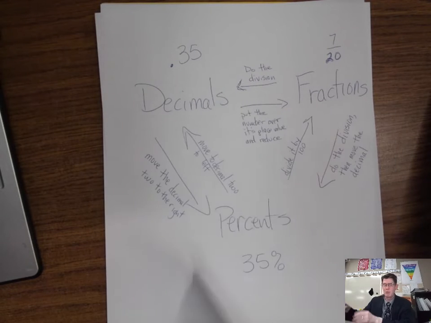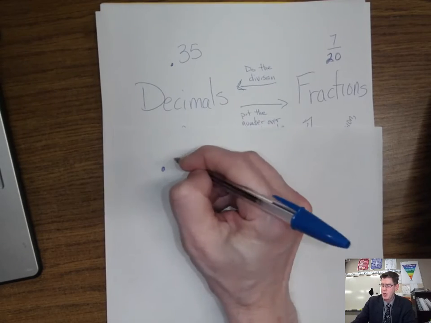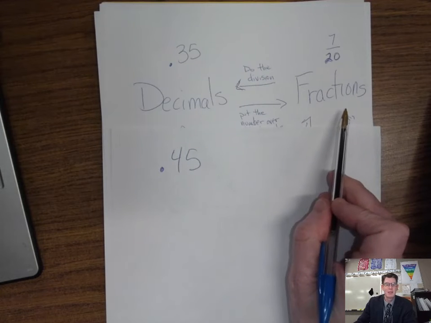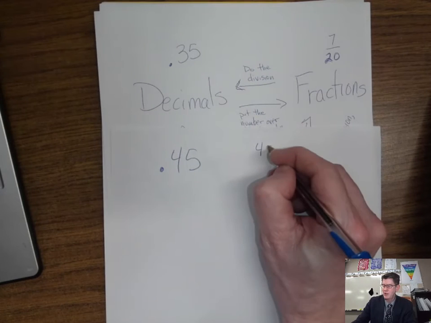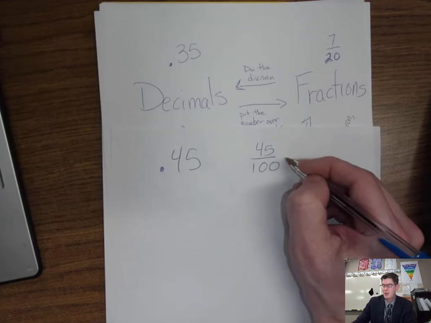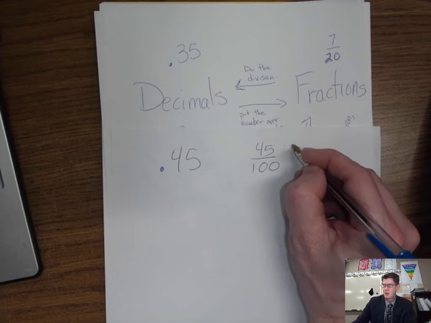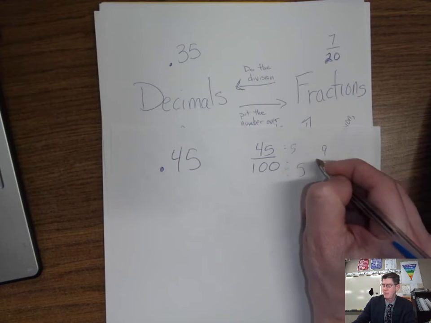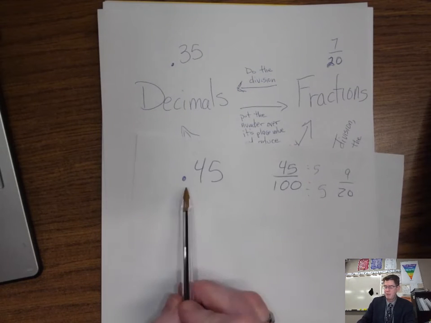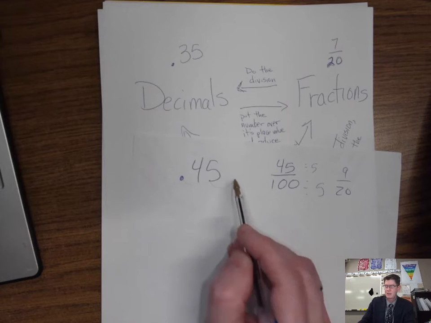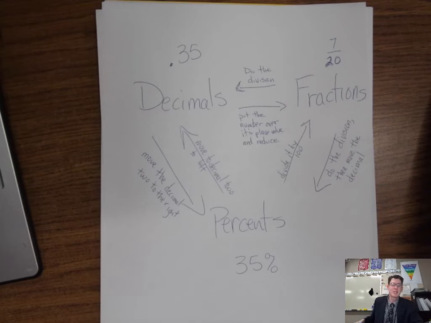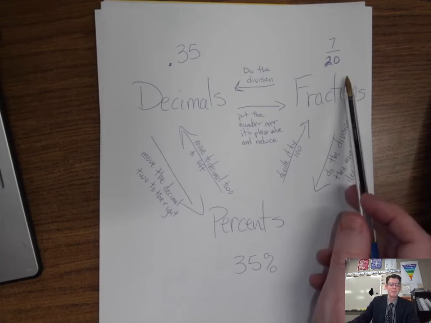Let's say that I had the decimal 0.45. To change that to a fraction, I write it over the place value, so that's 45 hundredths, and then I reduce it. You can see that 5 goes into both of those, so divide both numbers by 5, and you'd end up with 9/20. To change it to a percent, I move it 2 places to the right, so that's 45%. So just a couple examples of moving decimals to these 2 types of numbers.